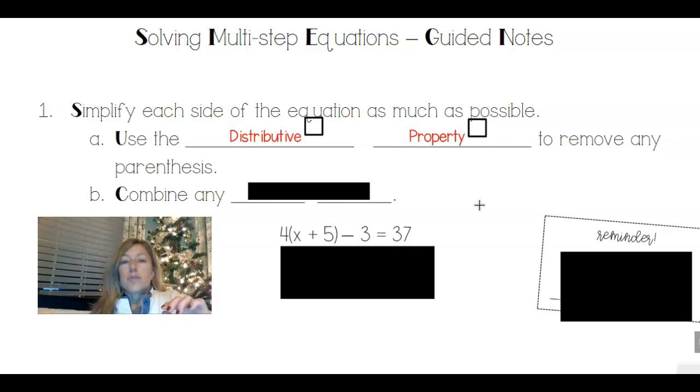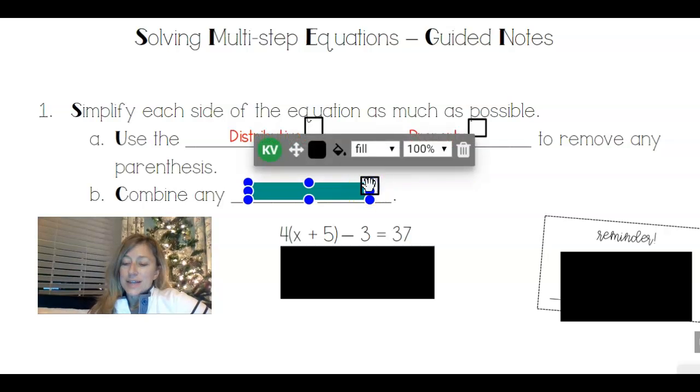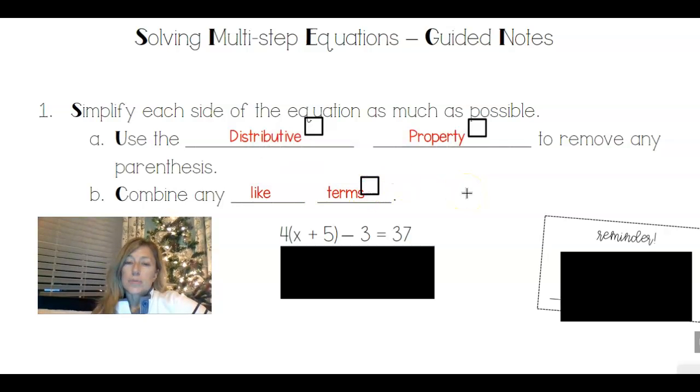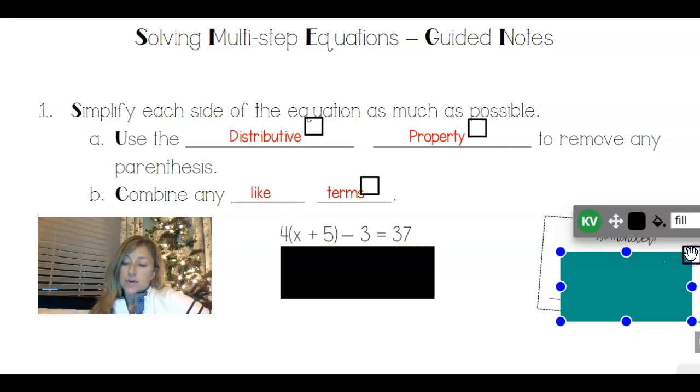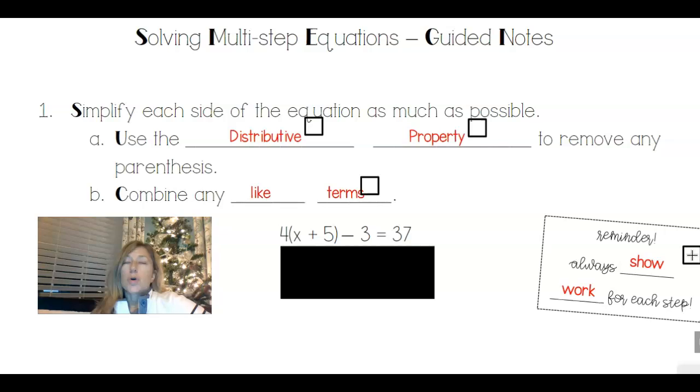Then, after you've removed the parentheses, you have to combine, I bet you can guess, any like terms. Like terms have the same variable and exponent or constant, okay? Let's keep that in mind. And remember, this is the next part down here that you need to write in your notes. Always show work for each step, and there's a reason.